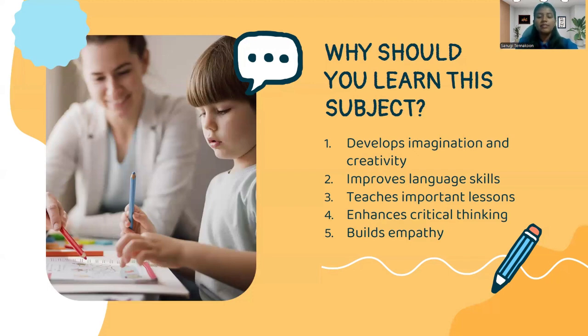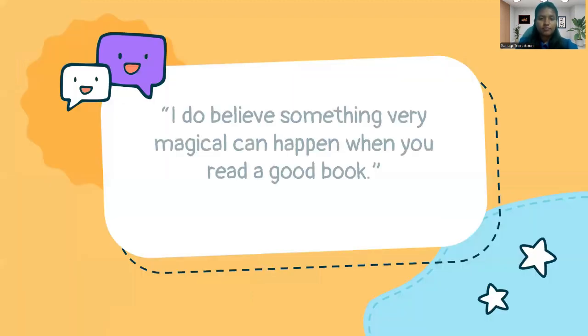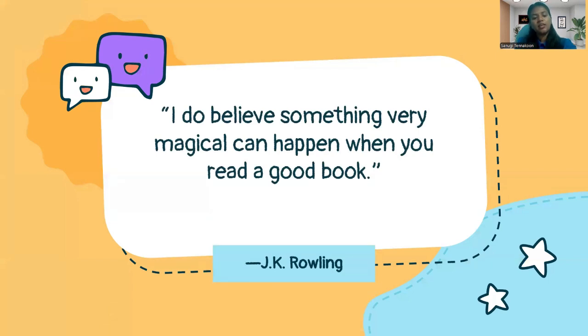And then we have builds empathy. So reading about different characters and their experiences helps you understand and share the feelings of others, making you more empathetic and kind. And then I came up with some quotes which were stated by famous writers. So the first one was stated by J.K. Rowling. So she says, I do believe something very magical can happen when you read a good book. Okay, so this quote emphasizes the enchanting and transformative experience of reading.